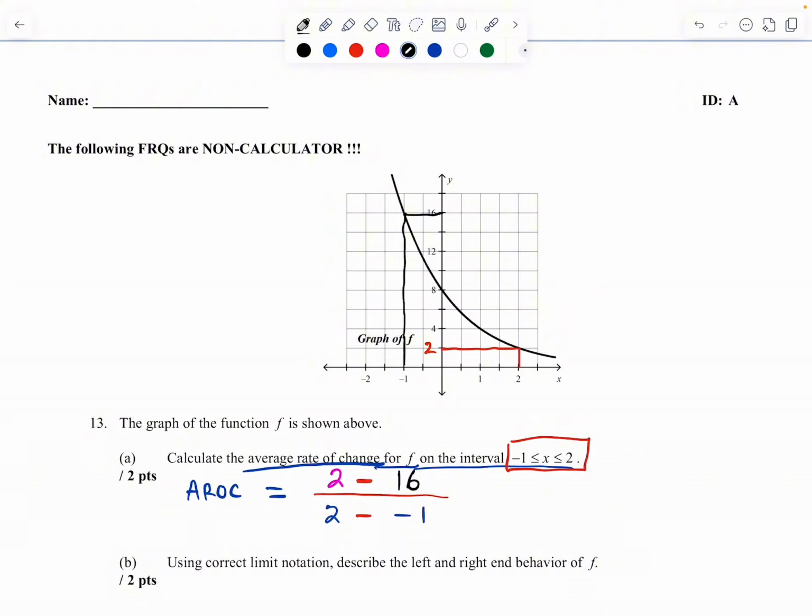And then in this case now, let's do the math. What is 2 minus 16? That will give me -14. And then if you simplify the denominator, that will give you 3.